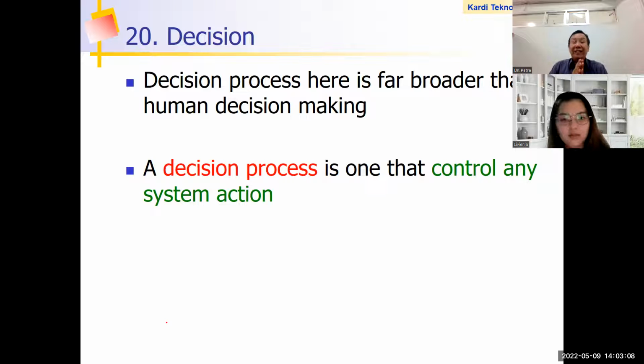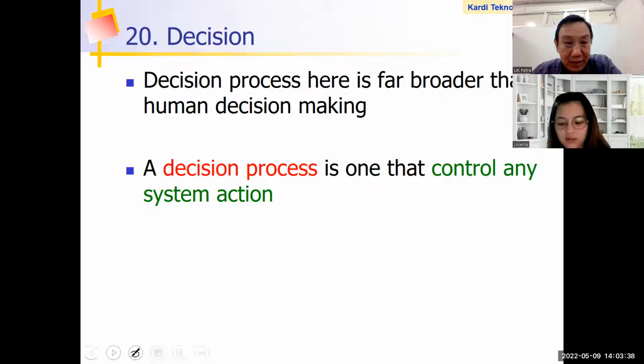Okay, next let's discuss decision. The decision process here is far broader than human decision making. When we say decision here, it can be a machine decision. So a machine can make decisions, not just humans. A system can make decisions. Including machine, system, nature can make decisions in this case. So a decision process is one that controls any system action.